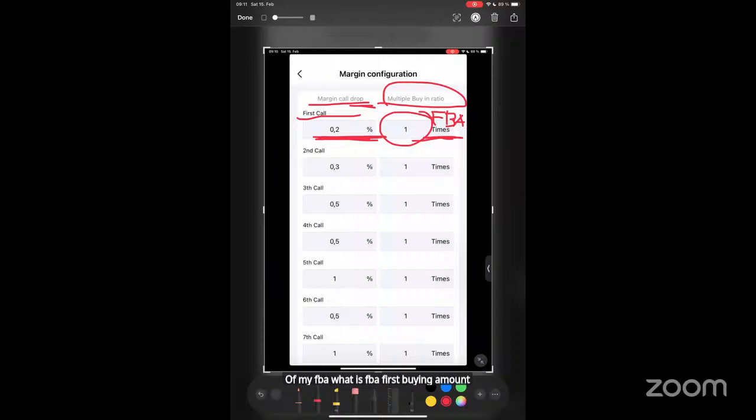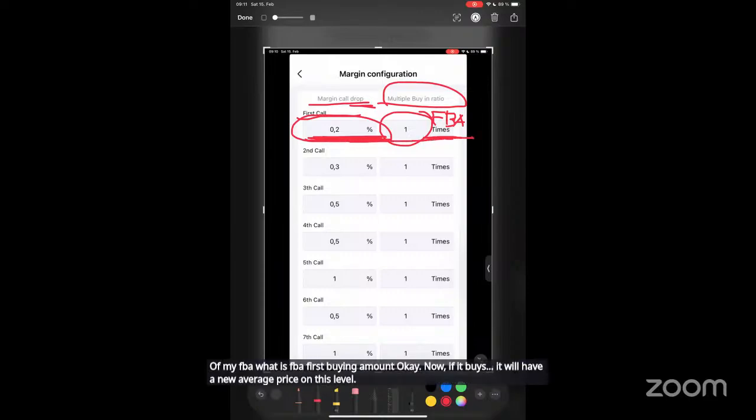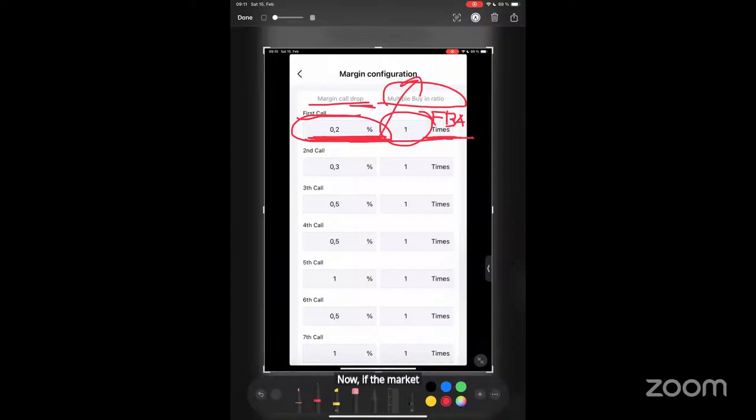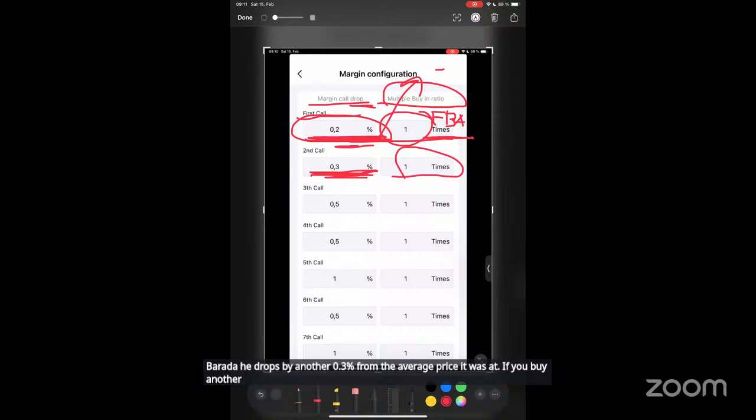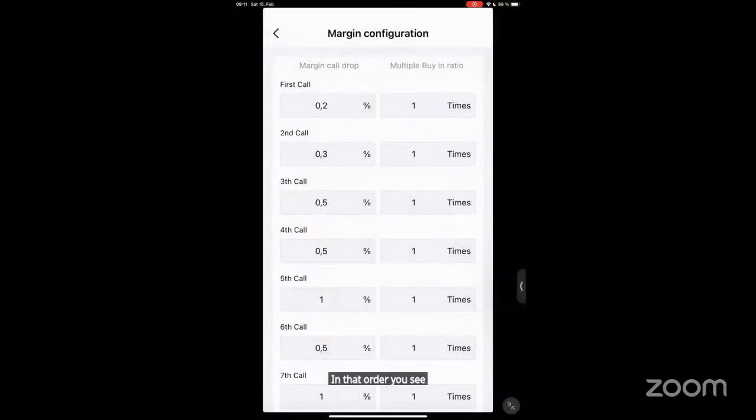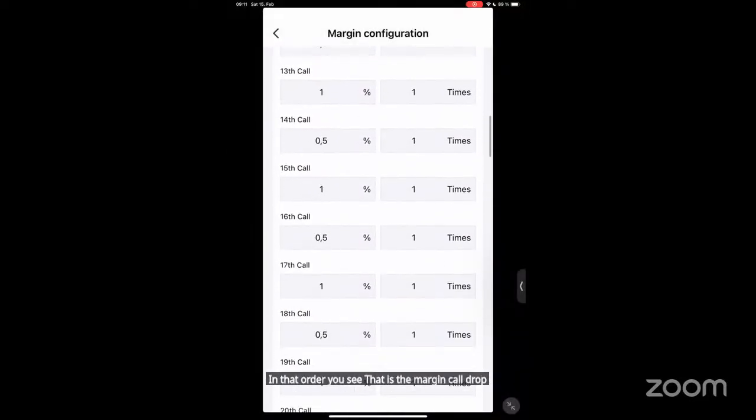Okay. Now, if it buys, it will have a new average price on this level. Now, if the market does not go up to 3% to sell for me, but rather it drops by another 0.3% from the average price it was at, it should buy another one again. If it continues to drop, it should buy another one. In that order, you see, that is the margin call drops we are talking about.